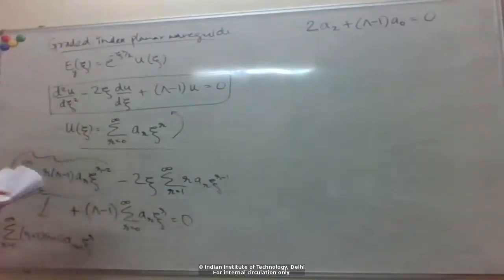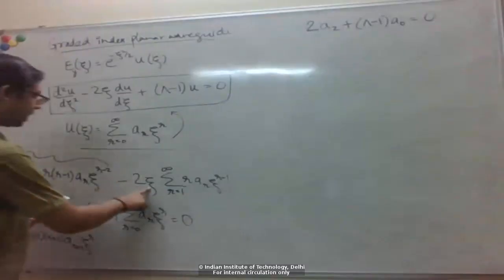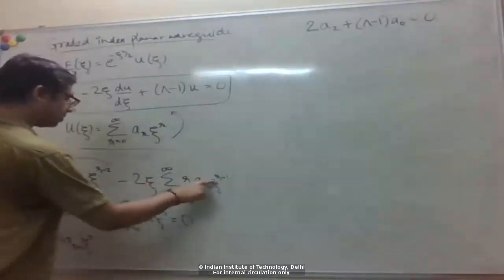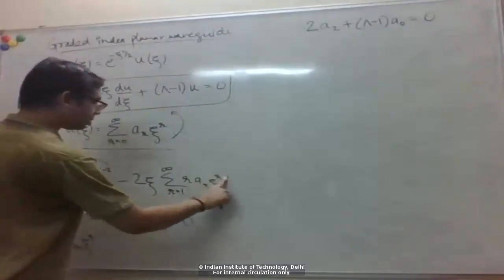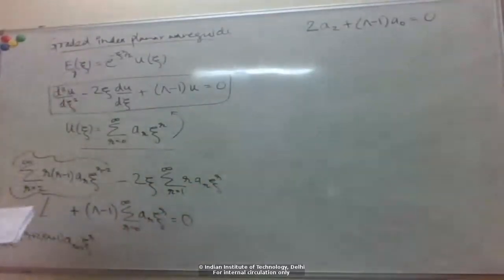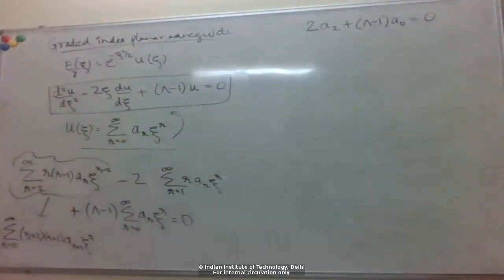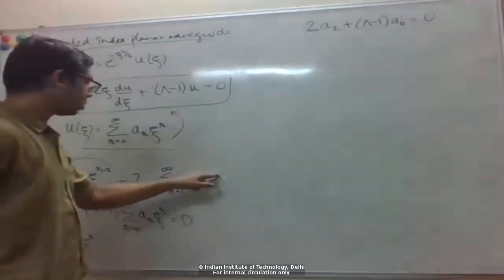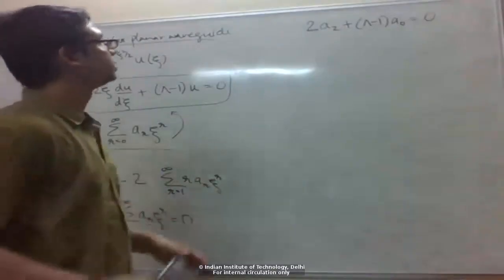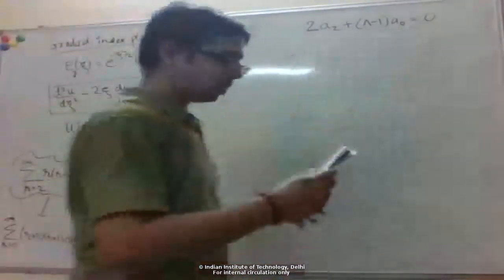Because this psi I can take inside, right? And then this power goes up by 1. This I can write like that. Right, so here the terms start from psi to the 1 only. So there's no psi to the 0 term here. So that we get from the constant term.